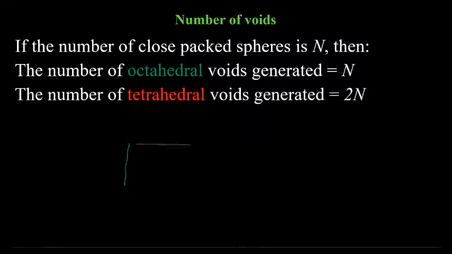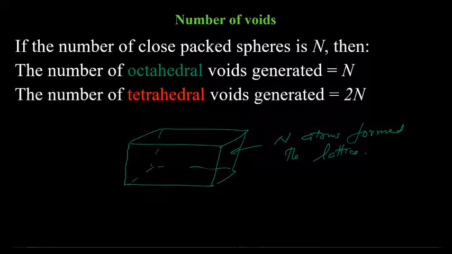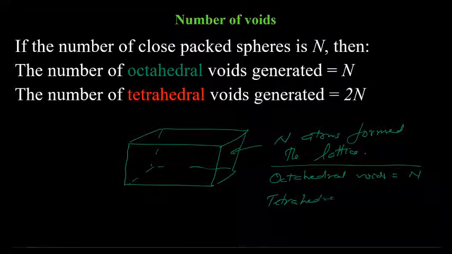If in say one block we are given, there are total n atoms which formed the lattice, then the rule is octahedral voids will also be n and tetrahedral voids will be 2n. So this is something we need to remember. If n atoms form the lattice, there will be n octahedral voids and 2n tetrahedral voids.